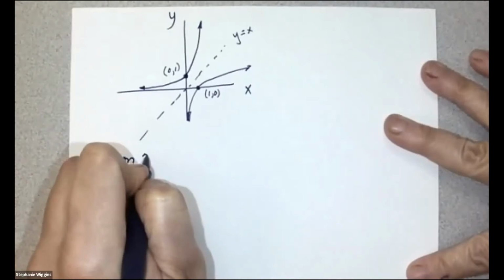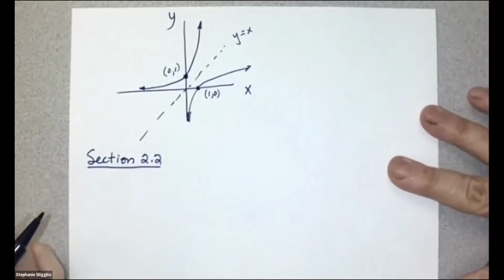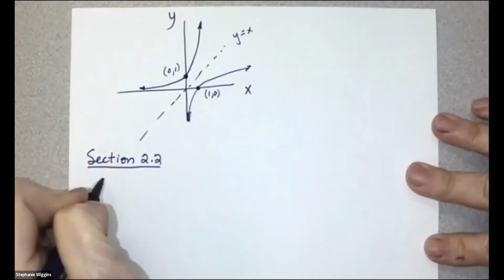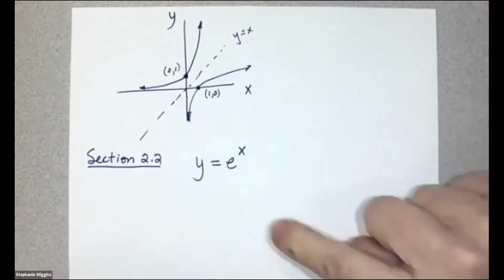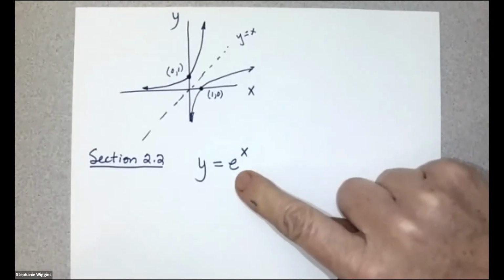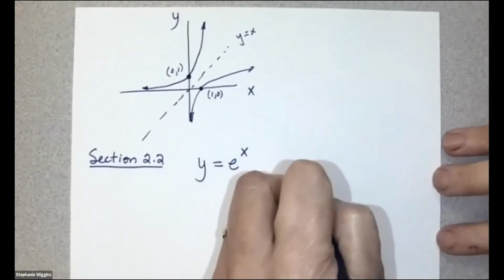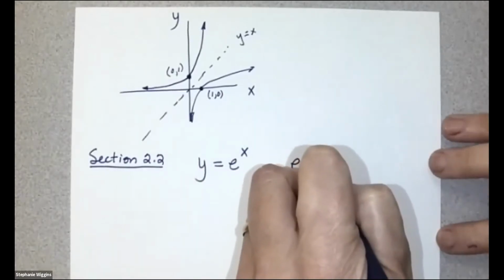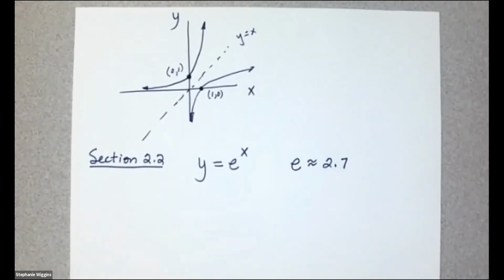Okay, so for section 2.2, we are going to be looking at finding the derivative for the function y equals e to the x. This is a particular kind of exponential function with base e, and e is a constant which is approximately equal to 2.7, okay? It never changes. It's always the same value.